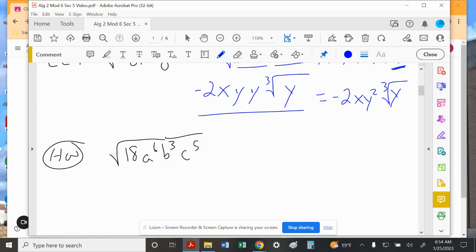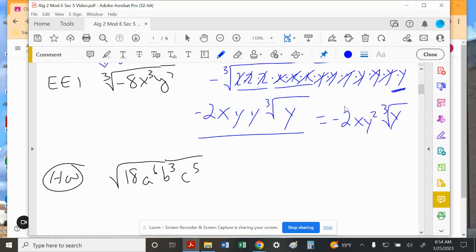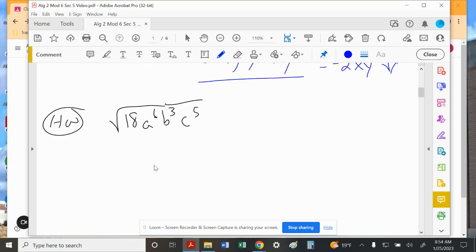Okay, let's do one of your homework problems. One of your homework problems says we have the square root of 18 a to the 6th, b to the 3rd, c to the 5th. Notice this is a square root, so it means I need 2 of everything. But notice that I could split it up. This one I'm going to do a little differently just to show you a different method.